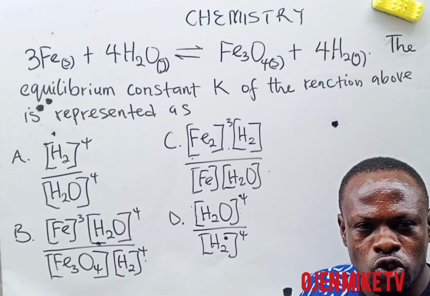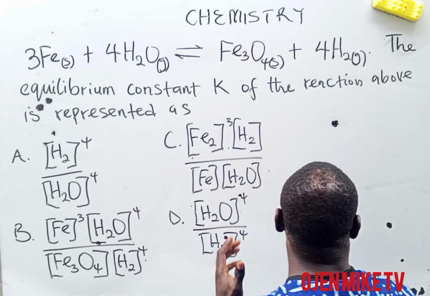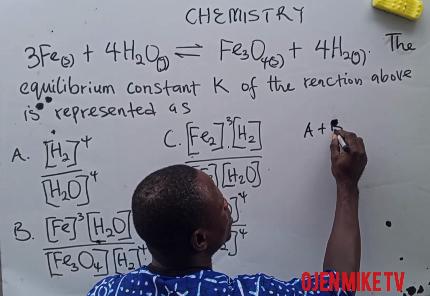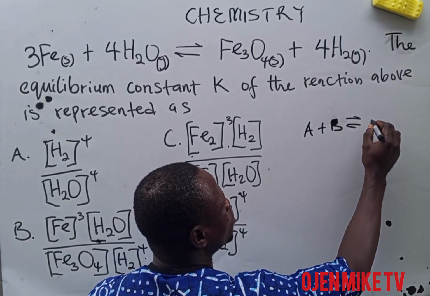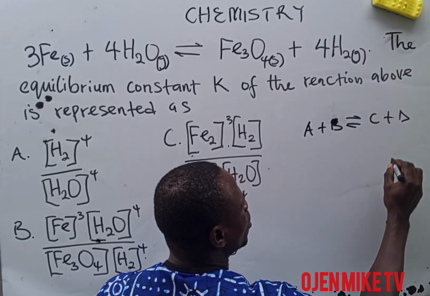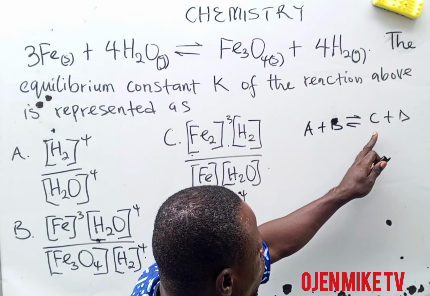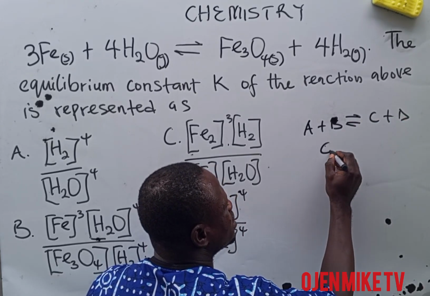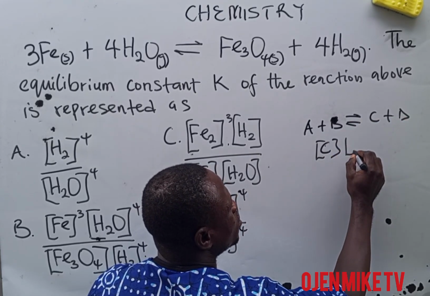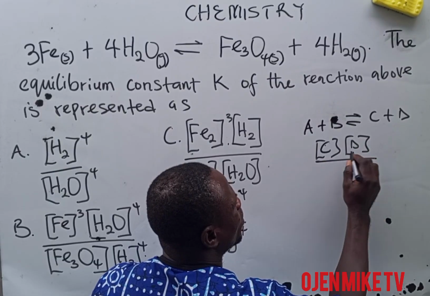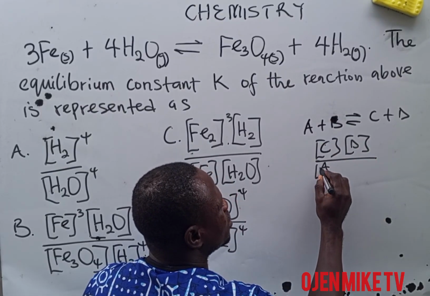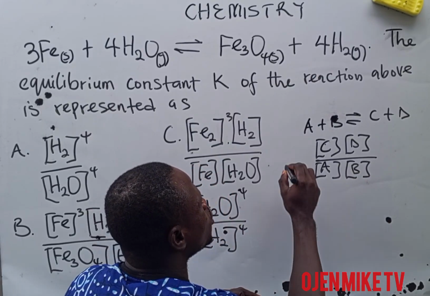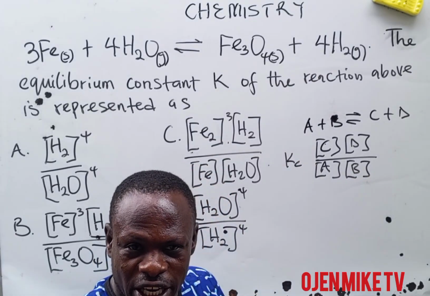Now, what you know about equilibrium constant: if you have something like A plus B reacting reversibly to give C plus D, for you to write the equilibrium constant, you must put the concentration of the products on top, the concentration of C and the concentration of D, all over the concentration of A and the concentration of B. That is how to write the equilibrium constant. You get that?